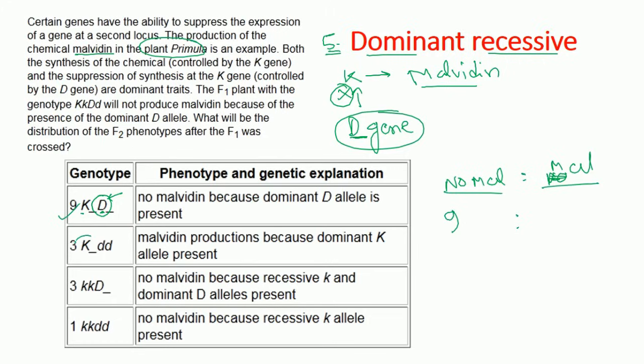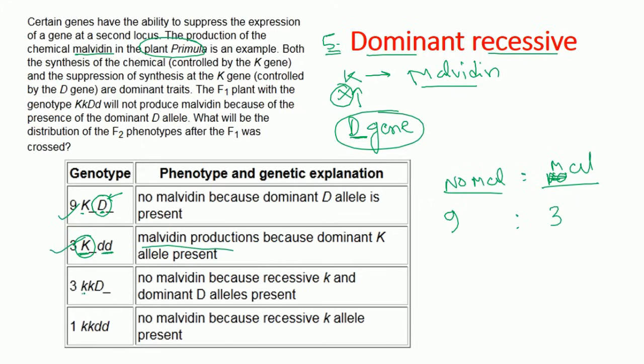3 of them contain capital K in one locus, and in the other one small d small d. So as you see, capital D is not present. Small d will not be inhibiting capital K expression. So capital K can easily express, so malvidin can be produced. So here we have 3 of them producing malvidin.